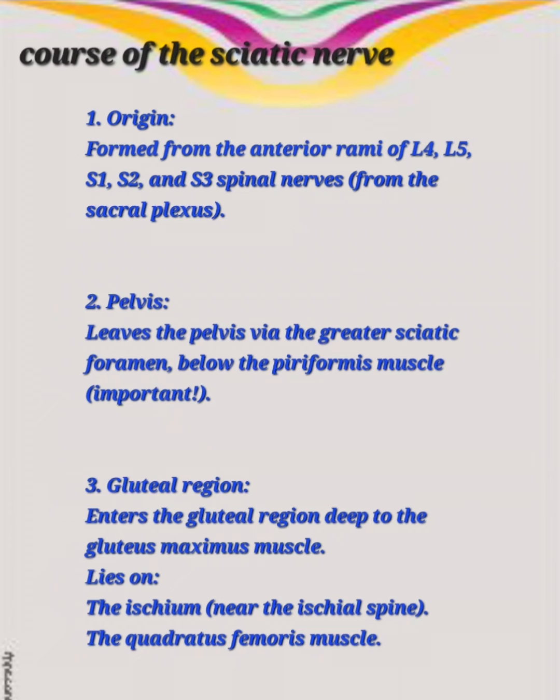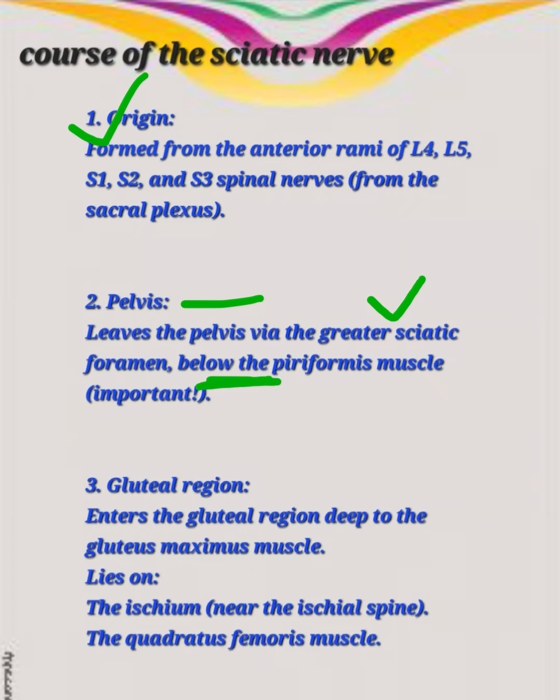Coming to the course, as we saw the origin of it, after that it enters into the pelvic region. In the pelvic region, it comes through the greater sciatic foramen. Normally there are some structures which enter above the piriformis muscle and some below the piriformis muscle. The sciatic nerve enters below the piriformis muscle.